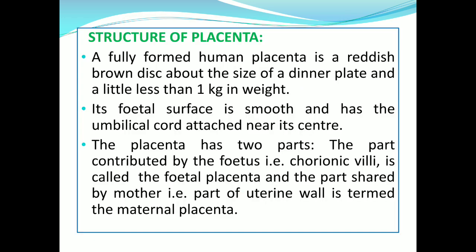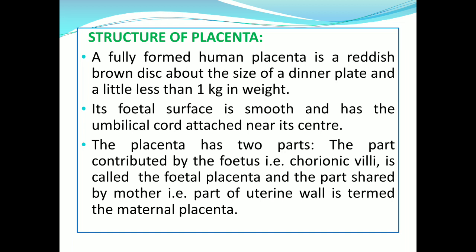Now we will see the structure of placenta. A fully formed human placenta is a reddish brown disc about the size of a dinner plate and a little less than 1 kg in weight. The fetal surface of placenta is smooth and it has the umbilical cord in the center attached to it.